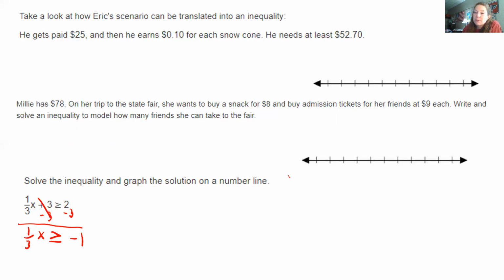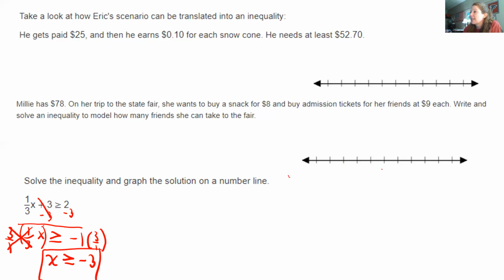All right, here's a variable multiplied by a fraction again. What did we say? How do you cancel out multiplying by a fraction? We're going to multiply by its reciprocal. We're going to multiply this by 3/1 and this by 3/1, which is just 3, isn't it? So this times this is 1. So x is greater than or equal to -1 times 3, which is -3.